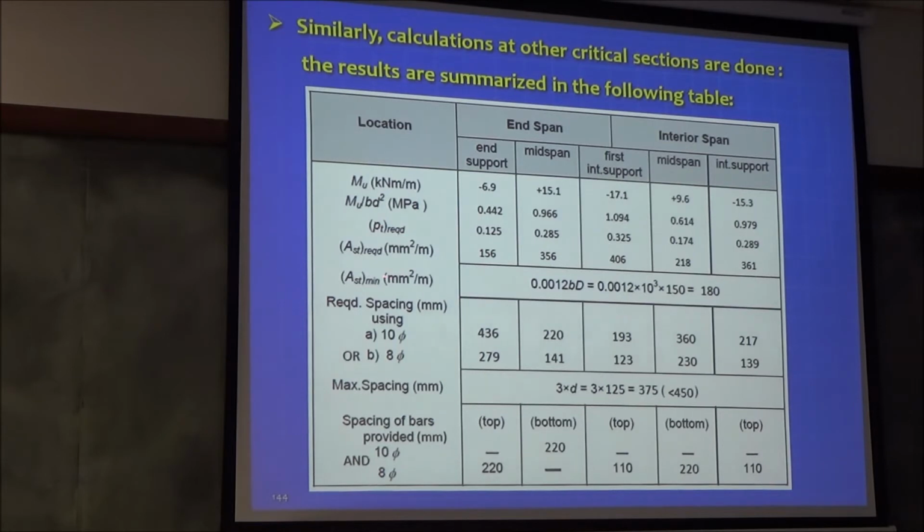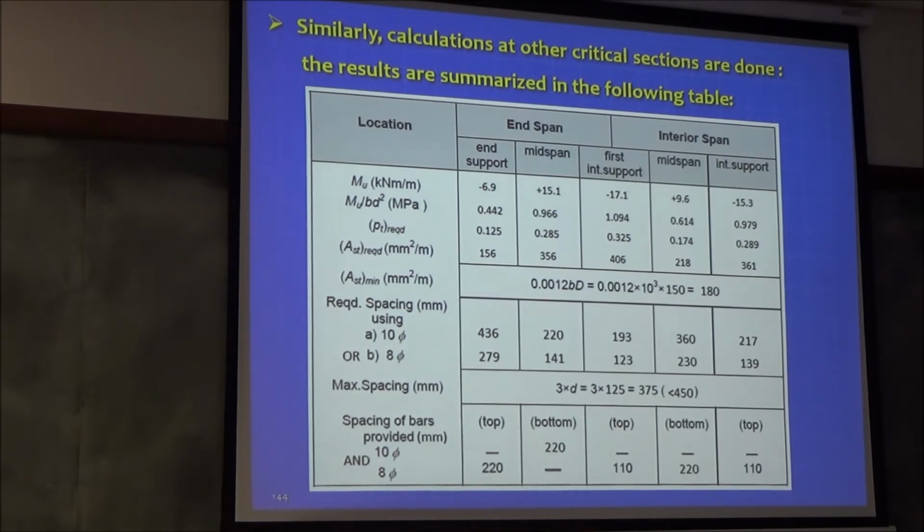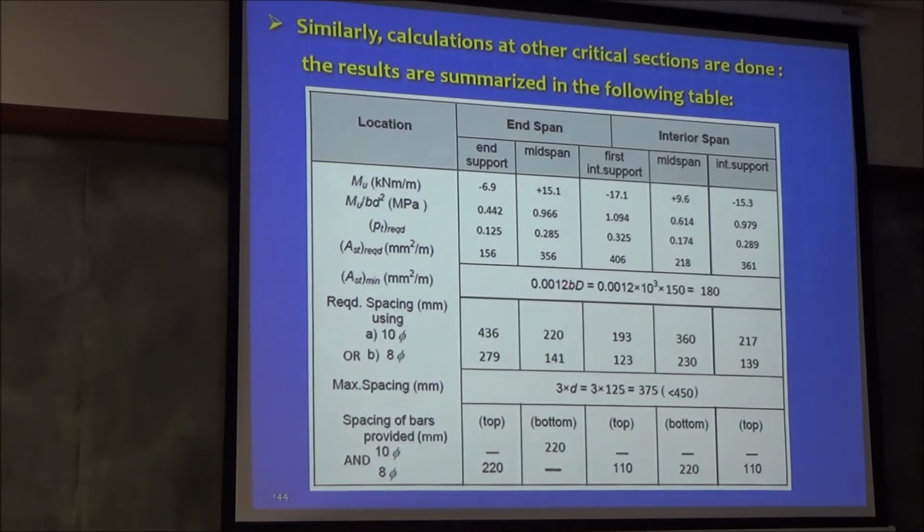Now convert the PT by multiplying by 100 BD into AST, millimeter square per meter. You've got these two. Check for AST minimum, which is 0.12% of the cross section. So if you get a lower value, this is overruled by this value. Got it? Then you have a choice. You can use 10 mm bars or 8 mm bars. If you use 10 mm bars for whatever area you need, this is the spacing. If you use 8 mm bars, this is the spacing.